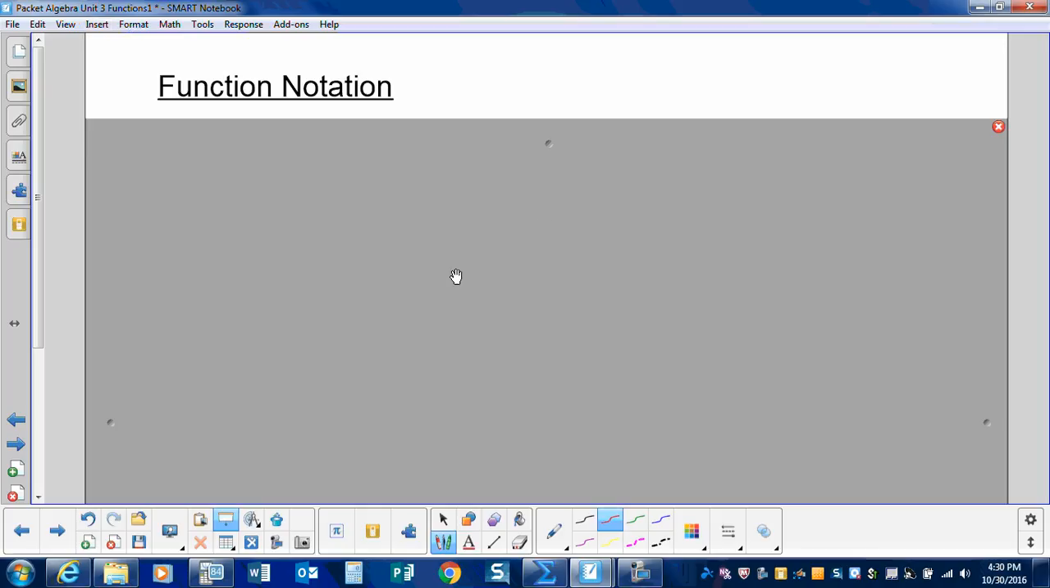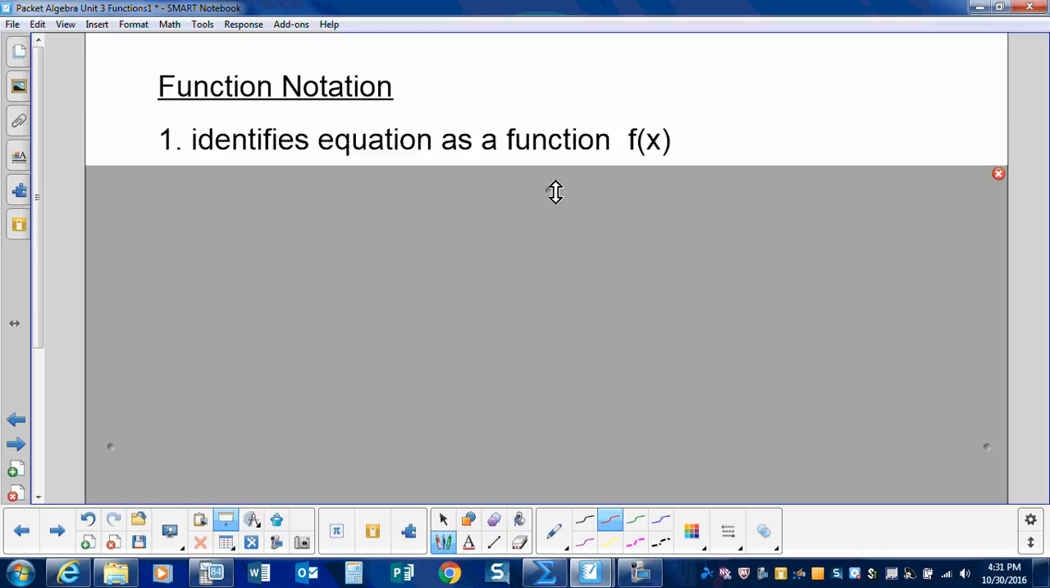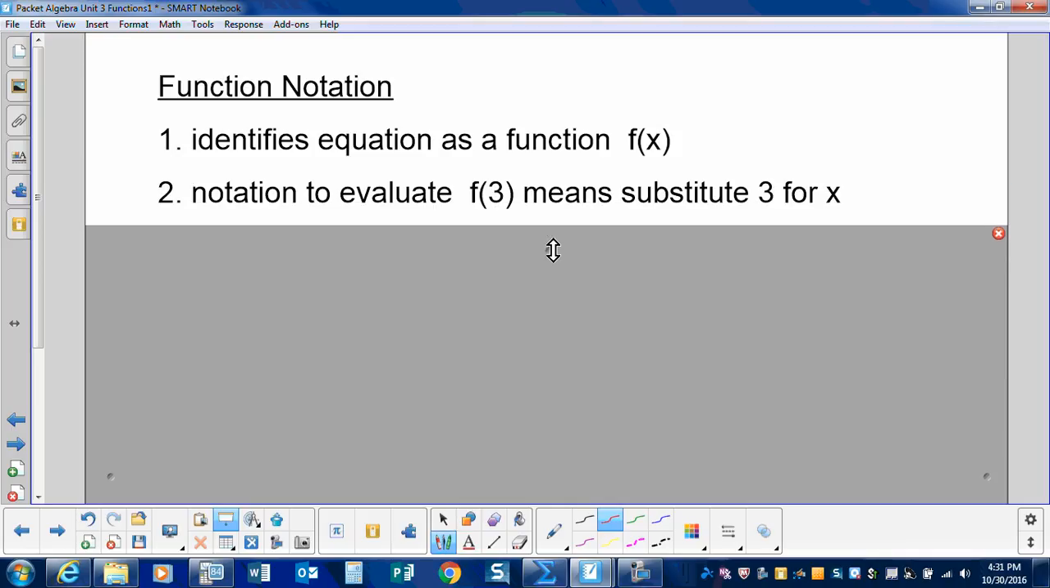Function notation. Function notation is a notation that gives us two things. It first allows us to identify an equation as a function. The notation for function notation is f of x. And the other thing the notation does, it allows us to evaluate. So if we see f of 3, that means substitute 3 for x.